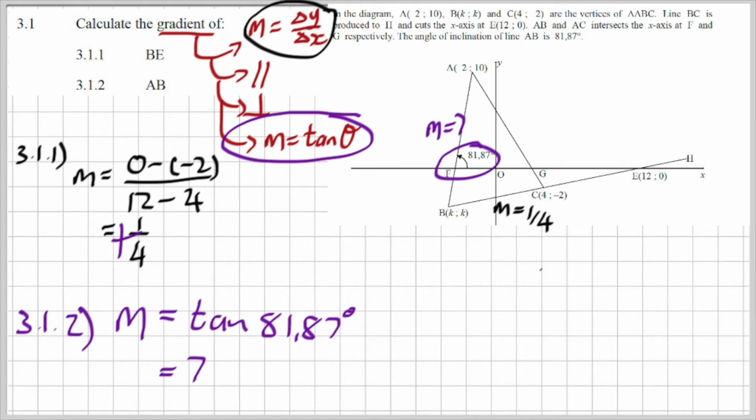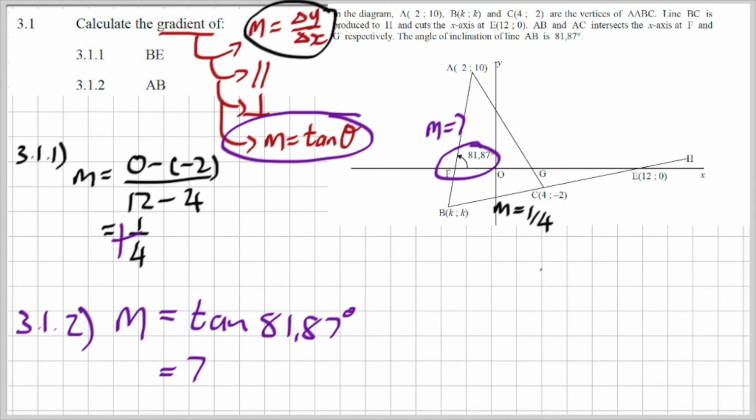So then, please remember to write this on the sketch. Indicate it on the sketch. Don't just move on. Indicate, then move on. Let's look at the next question.